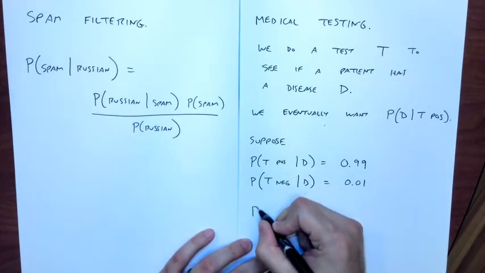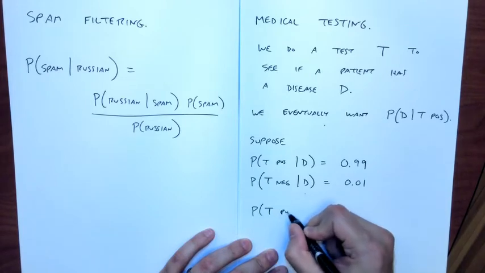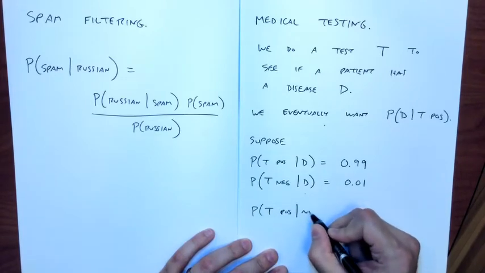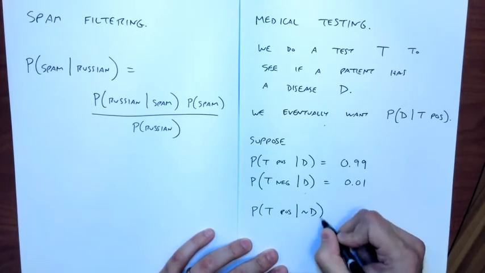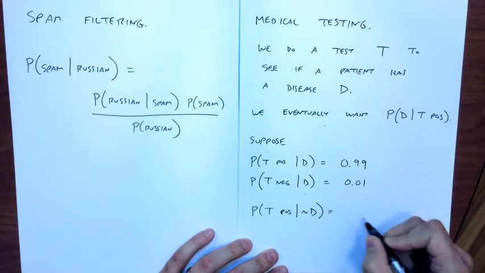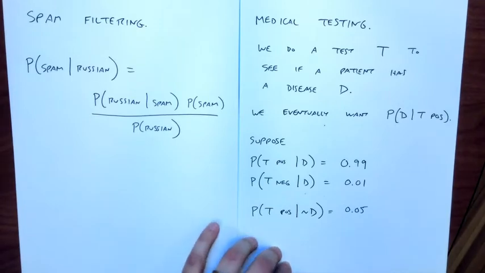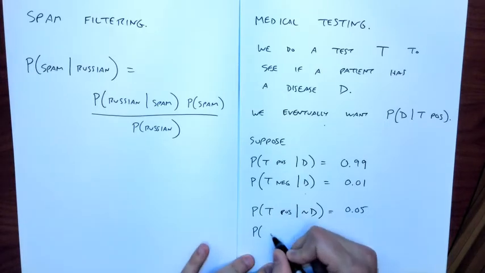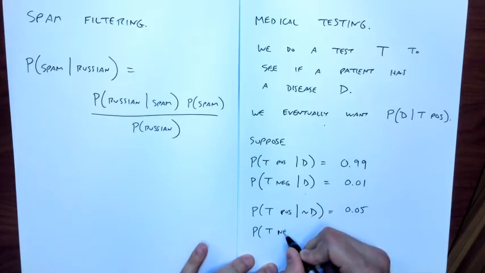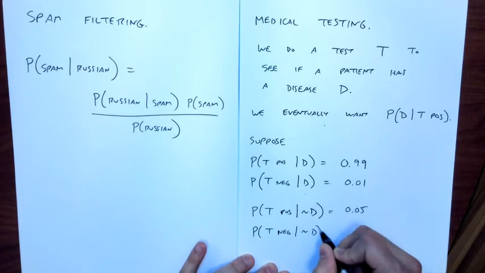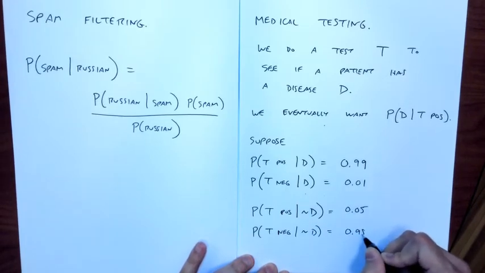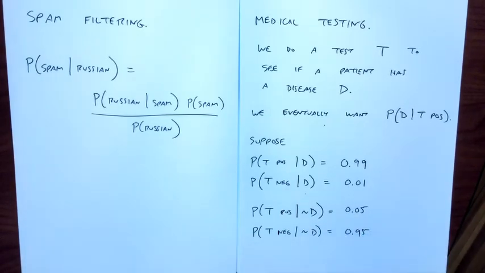Now I also have to know the probability the test is positive, given that I don't have the disease. Let's suppose that probability is 0.05. That means that occasionally the test goes off for people that don't have the disease, but most of the time it does what we want. The probability that the test is negative, given that I don't have the disease, is 0.95. So on the surface, this seems like a pretty good test.